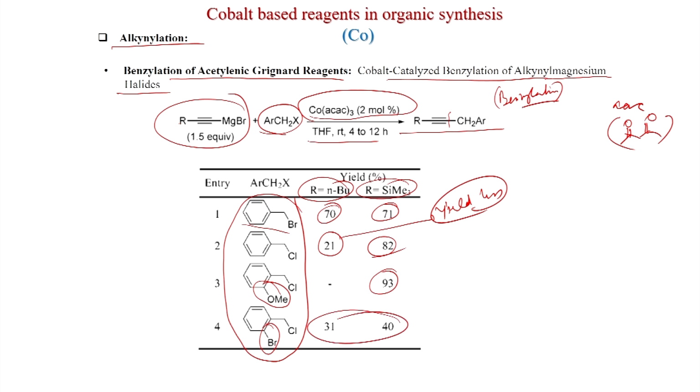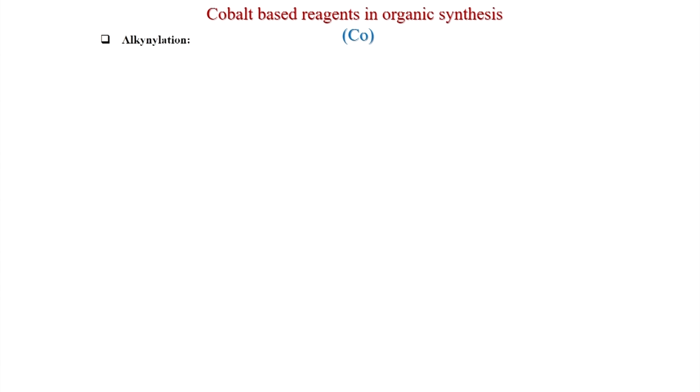So, the mechanism will be most likely with the Grignard, that we will see later, that cobalt 3 becomes cobalt 0 with this Grignard, and this cobalt 0 then coordinates with the alkynyl magnesium as well as this ArCH2X, so that the cross coupling happens, and this was published in Tetrahedron Letters 2006.